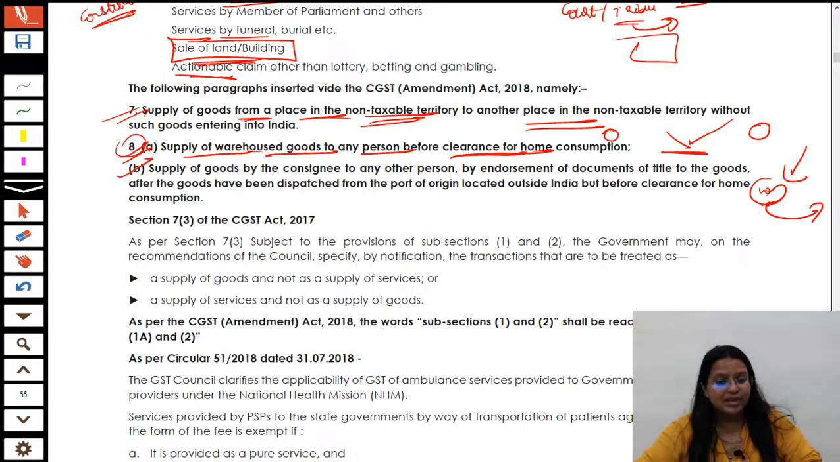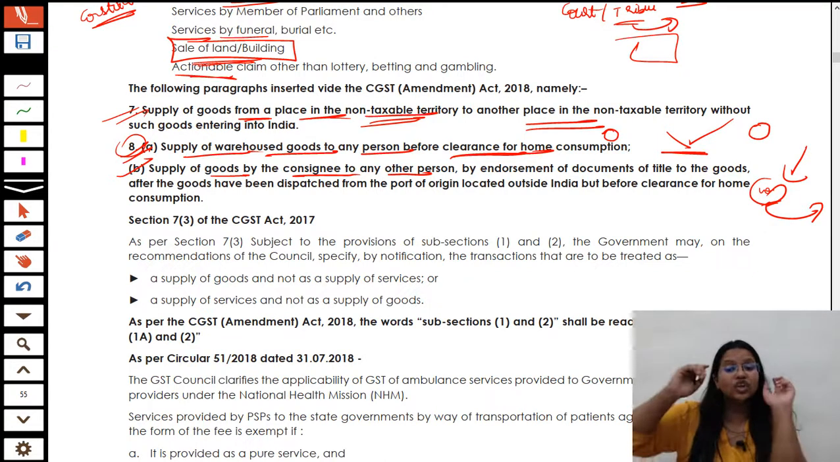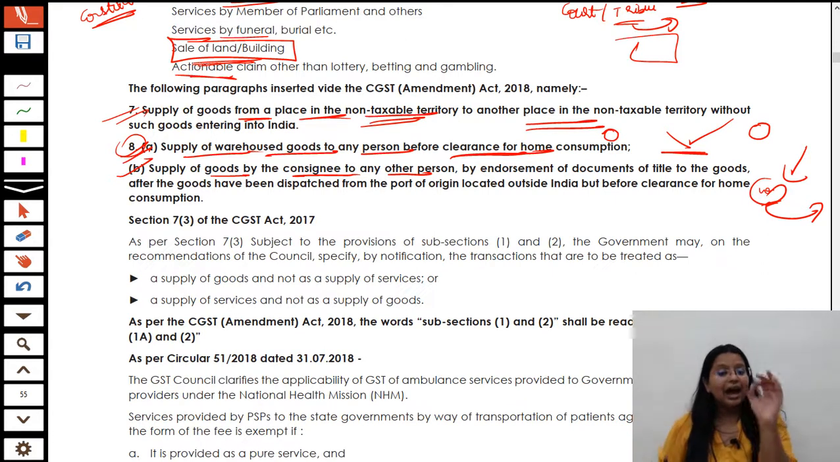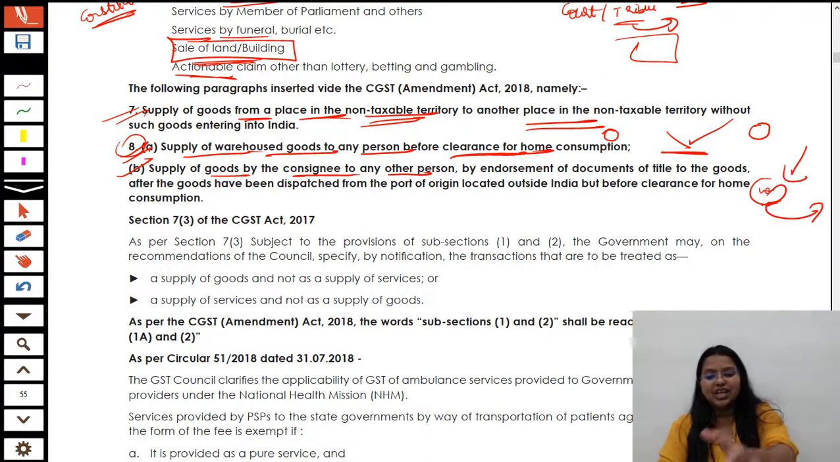Entry number 8, point B: supply of goods by the consignee to any other person. But how is that person supplying those goods to any other person? That consignee is endorsing or transferring the document of title to the goods after the goods have been dispatched from the port of origin located outside India. But students, the home consumption clearance has not taken place. So in both cases, when the home consumption clearance has not taken place, it shall not be considered as supply under GST. Okay.